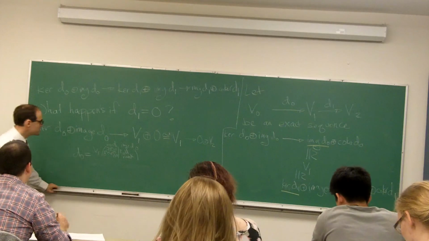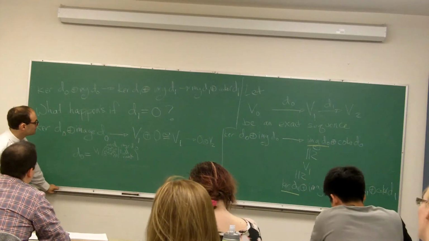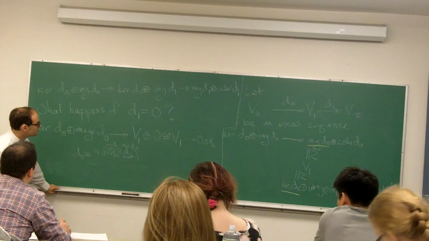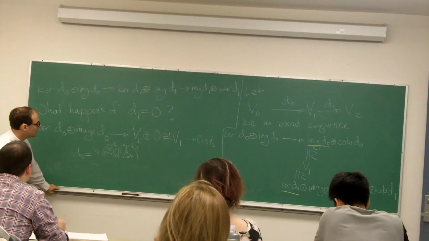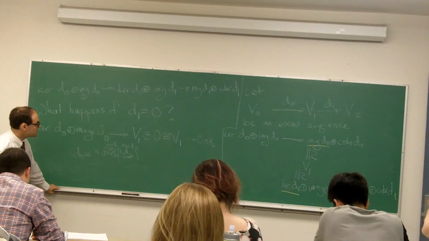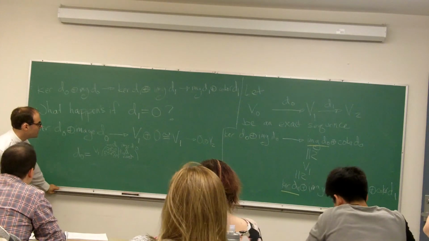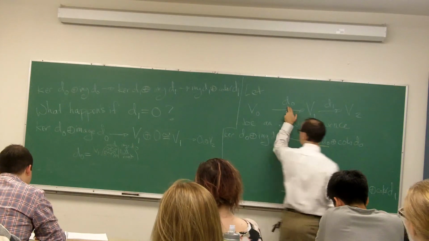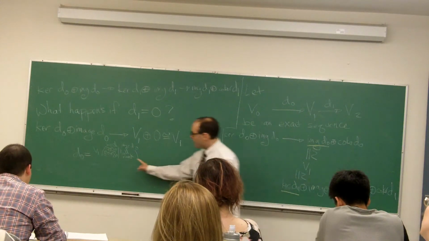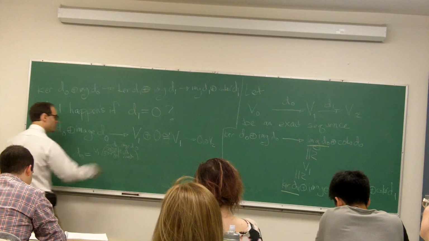What does this tell me? Well, this tells me something kind of special, doesn't it? This says that the image of D0, full rank, maps entirely onto V1.